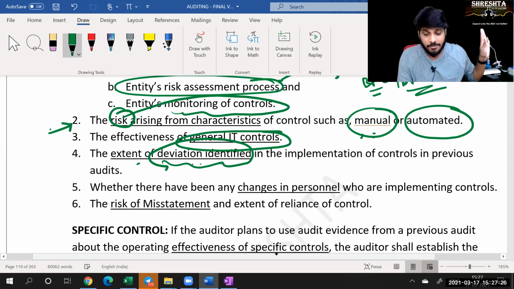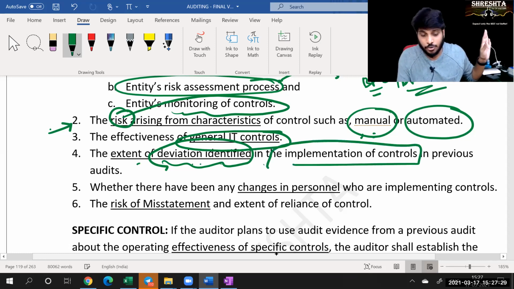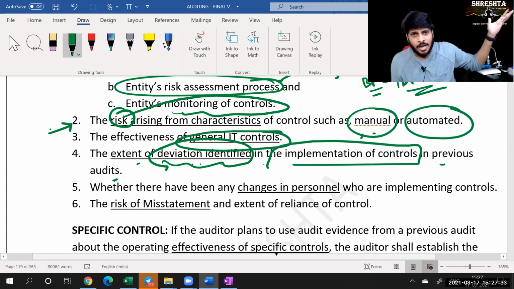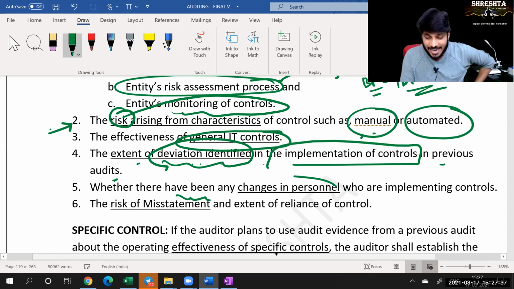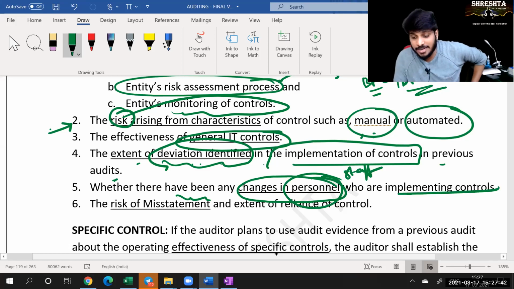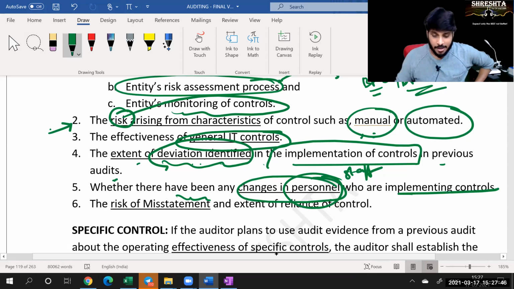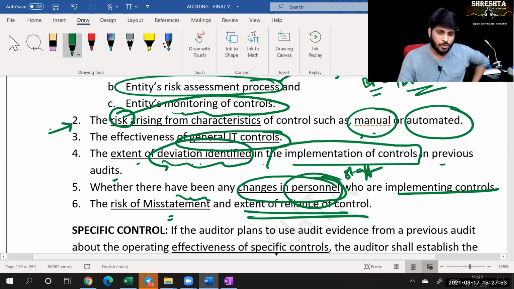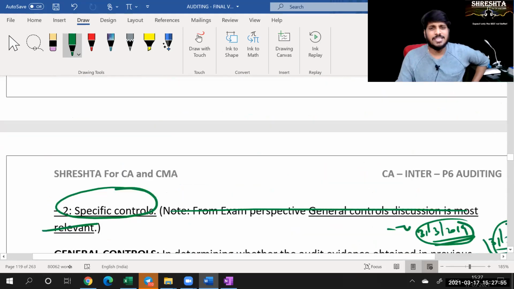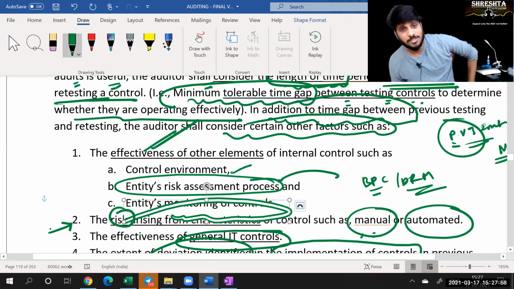See what deviations were identified in implementation of controls in the previous audits. I already have that evidence from the previous audit. I just have to recheck it now. Whether there have been any changes in the personnel, means staff, who are implementing these controls. If there are changes, then I may need to check. And risk of misstatement and the extent of reliance. Now, finally, what is your total reliance on the control? After looking at all these points, decide whether you can use the evidence from last year.